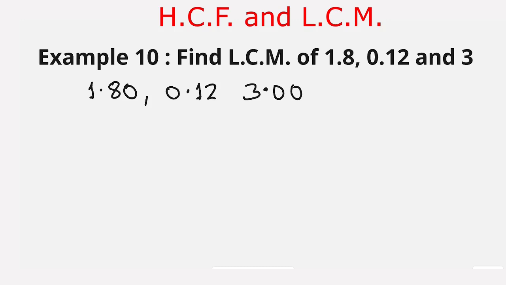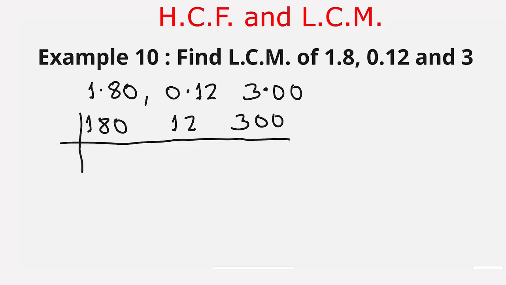We have to make all these numbers without decimals. So 1.80 will become 180, 0.12 will become 12 and 3.00 will become 300. Now we have to find the LCM of 180, 12 and 300. So we start finding the LCM.